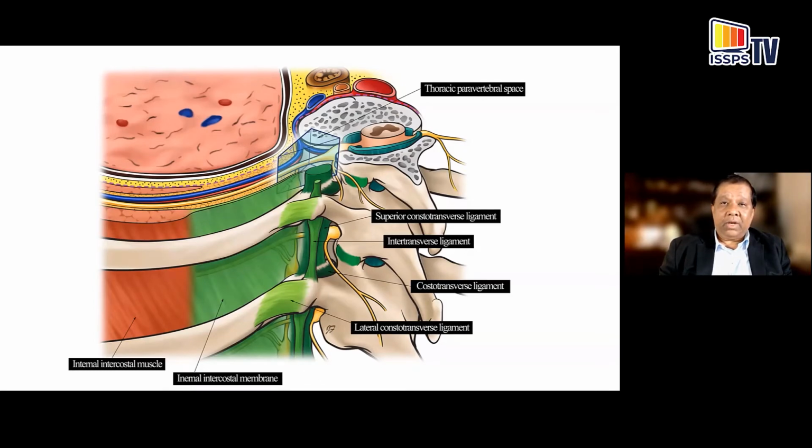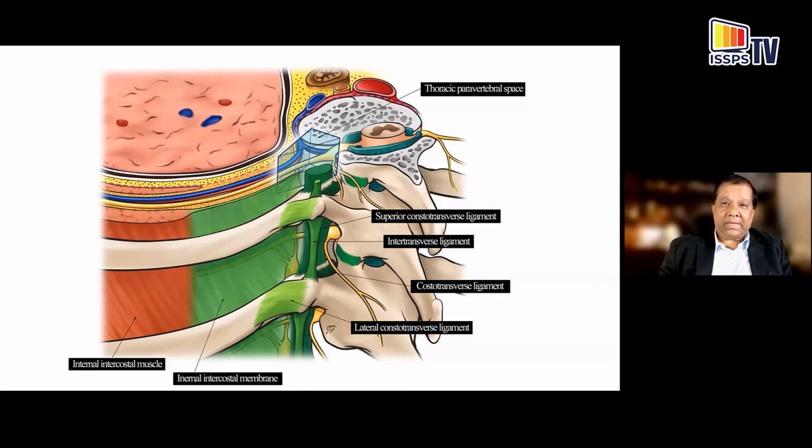And laterally, you have the internal intercostal membrane, which is the medial extension of the internal intercostal muscle. So depending on where you perform the intervention, the ligament you see or the membrane you see is different. So sonographically, it is important to understand this.